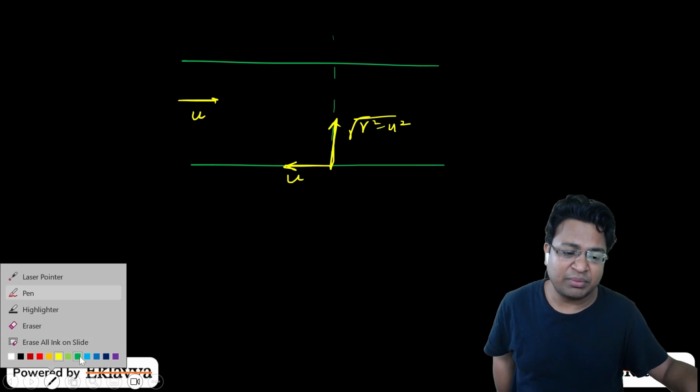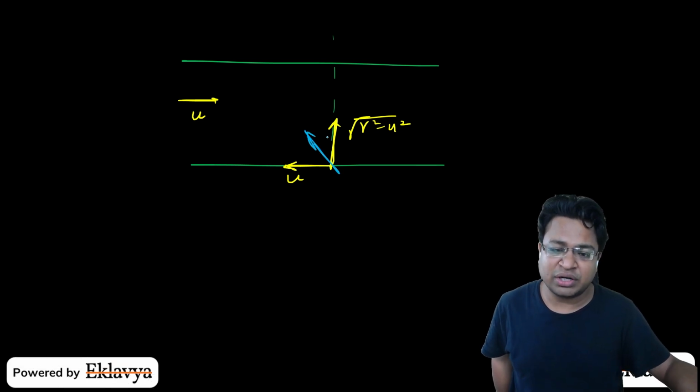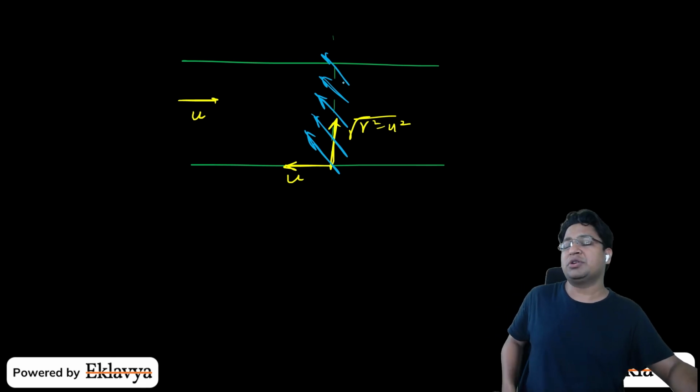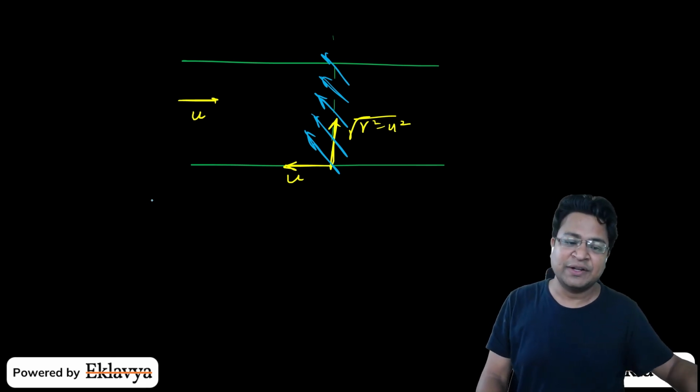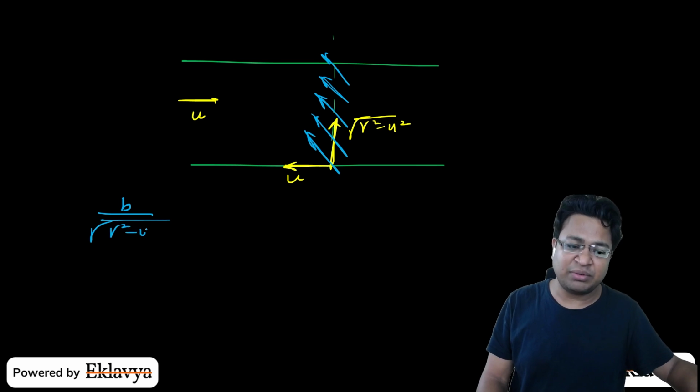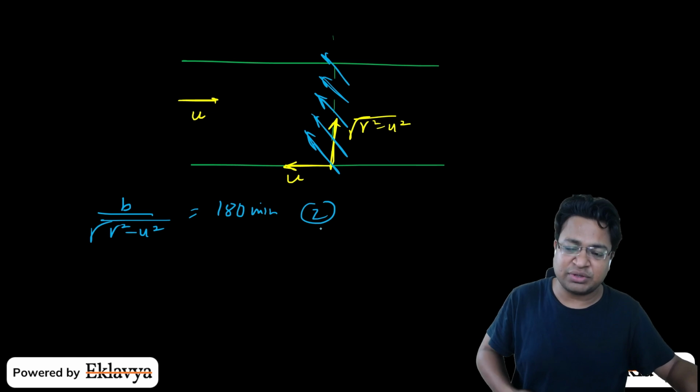So in this case, how does the swimmer move? The orientation of the swimmer remains like this, and he crosses like this. This is the trajectory. All right. So the trajectory is perpendicular to the banks, but not the orientation in this particular case. So now the time to cross the river will be given by b divided by root of v square minus u square, and this is given to us as 180 minutes. All right. So let this be our second equation.